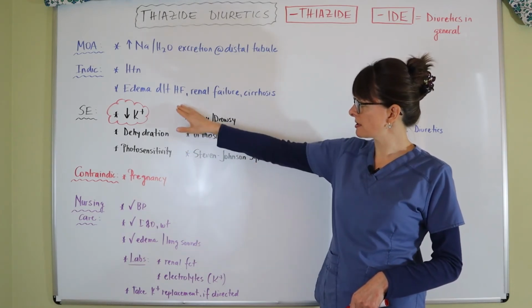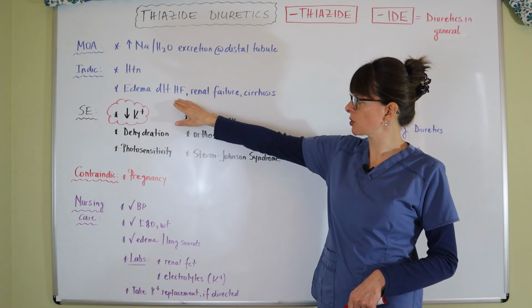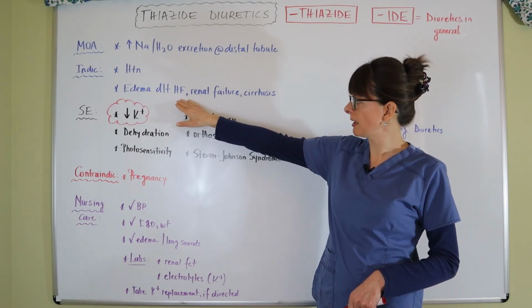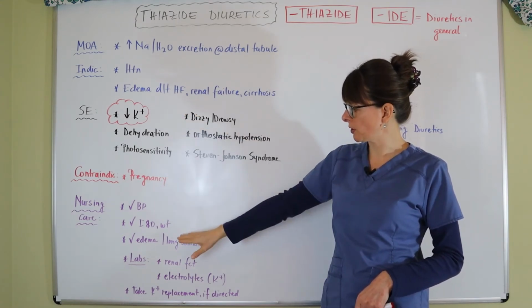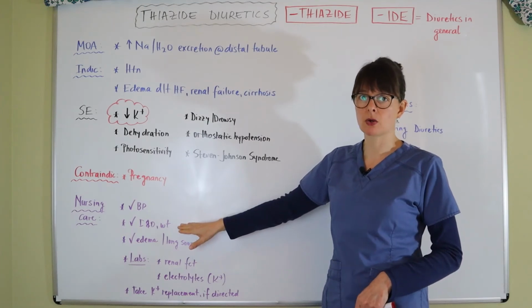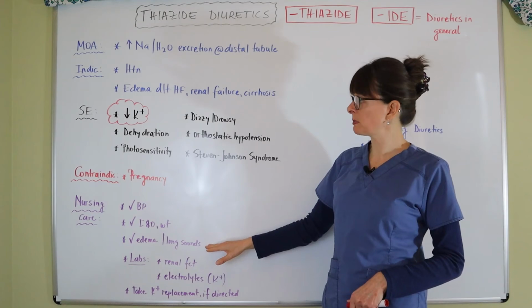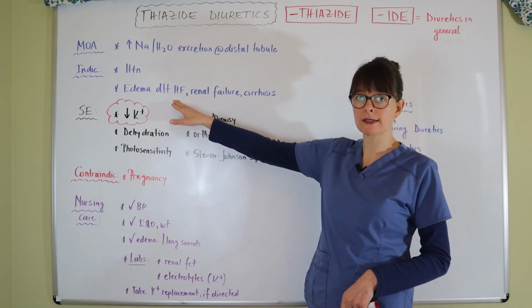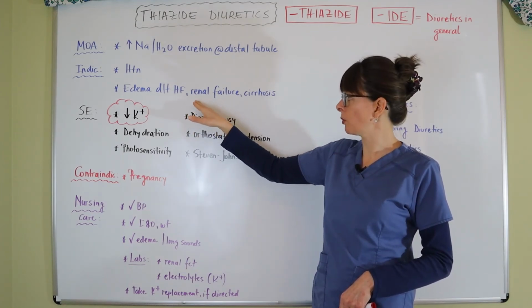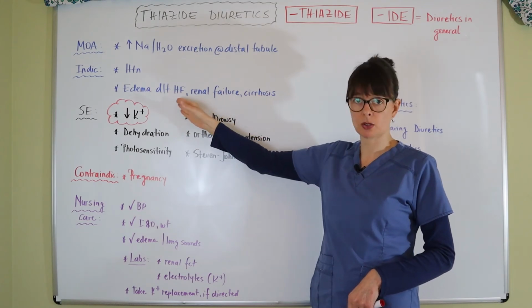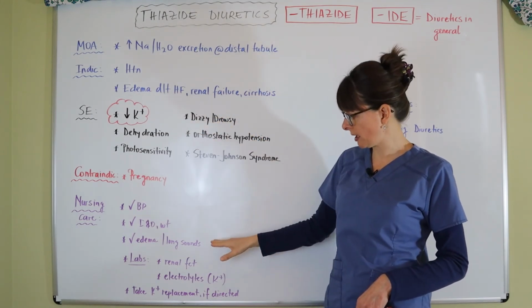Also, because of the indication to use for edema and treatment of heart failure and renal failure, we need to keep an eye on the patient's intake and output as well as their weight. Check them for edema and their lung sounds, because if they're in fluid volume excess due to heart failure or renal failure or even cirrhosis, they could have pulmonary edema and crackles in the lungs.